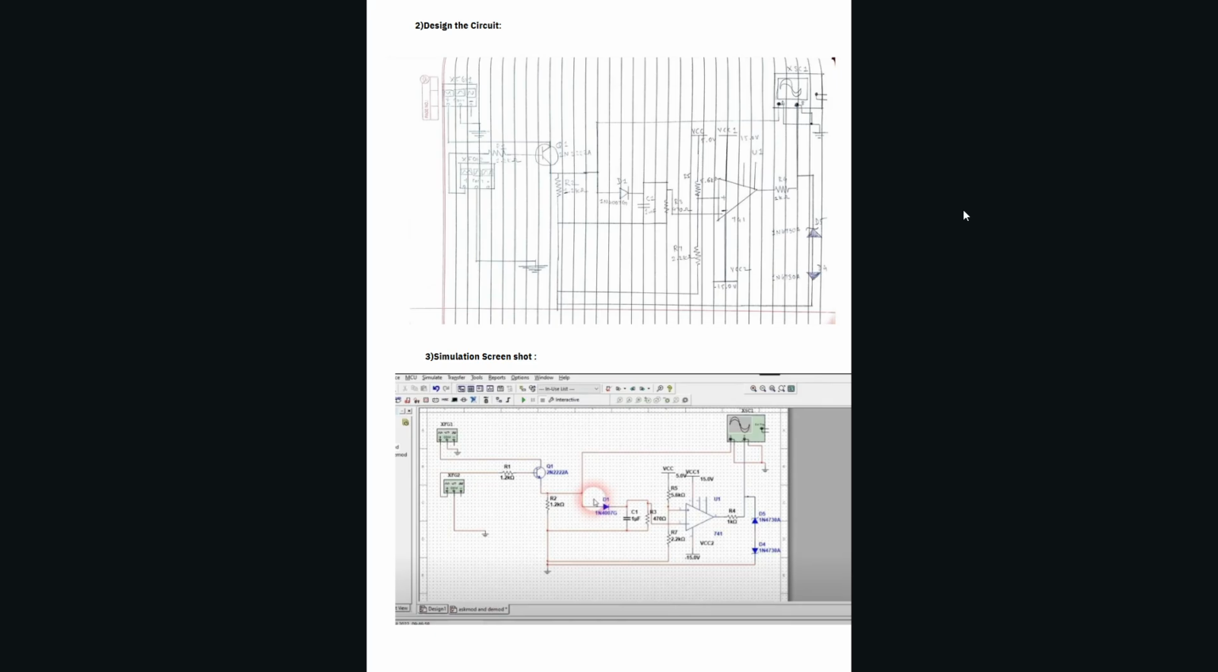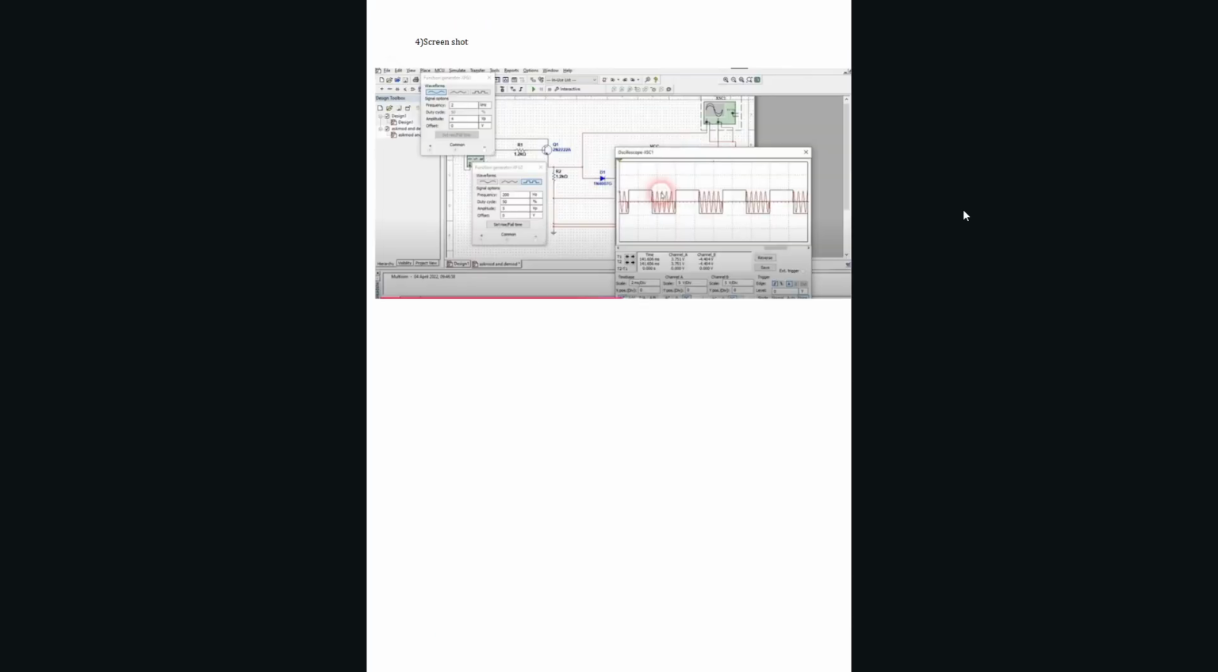So this is the circuit of the ASK modulation and the simulation which we have done in Multisim. These are the outputs of the simulation. You can see these square waveforms, that are the input, and the others are the output waveforms.